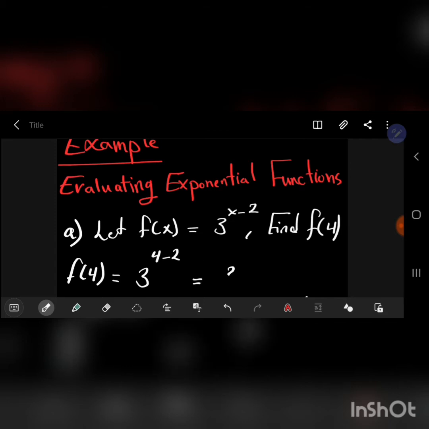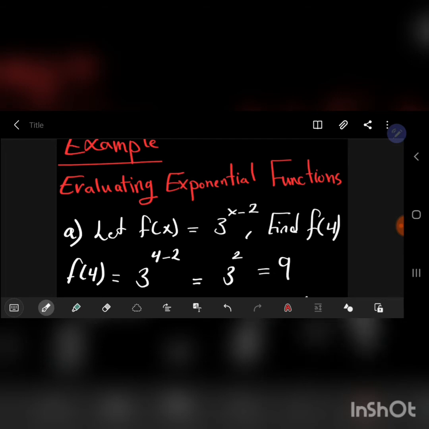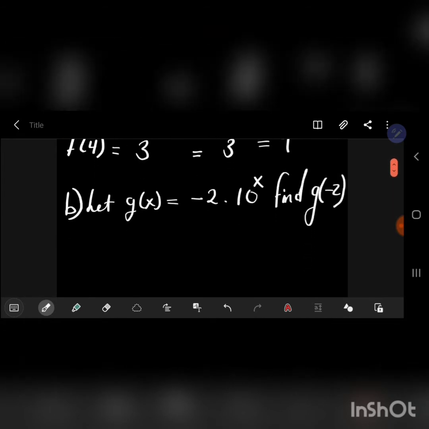So it's equal to 3 to the power 4 minus 2, equal to 3 to the power 2, 3 squared equal to 9. This is f of 4 equal to 9. It's that simple, very easy. I will take another example.